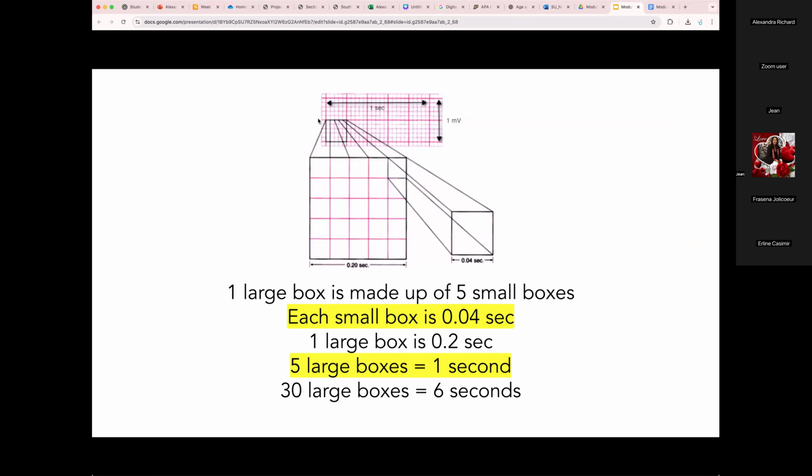So let's look at the next picture. We've already said that 5 of these boxes makes 1 second, right? So that means each of these boxes is 0.2 seconds. And you also have to know that each one of these small boxes is 0.04 seconds. I know that's a lot, but worst comes to worst, memorize what's in yellow. Those 5 boxes, 1, 2, 3, 4, 5, is 1 second, and these little boxes are 0.04 seconds.